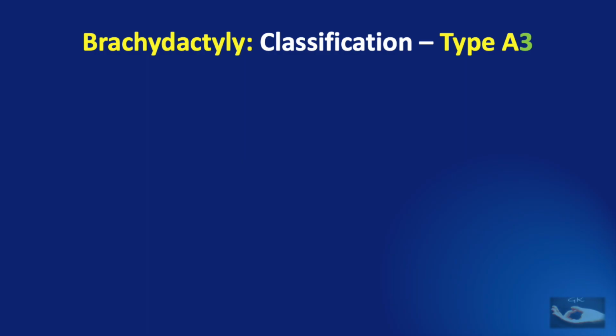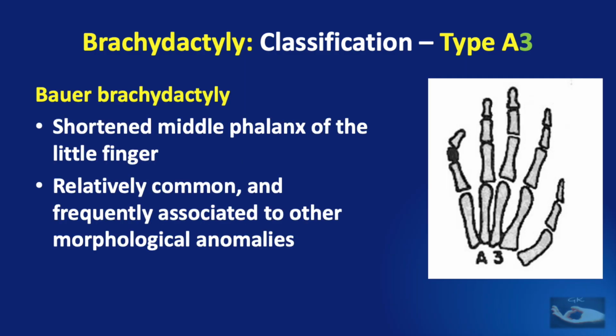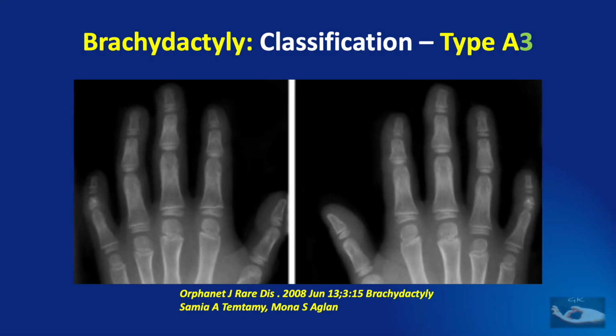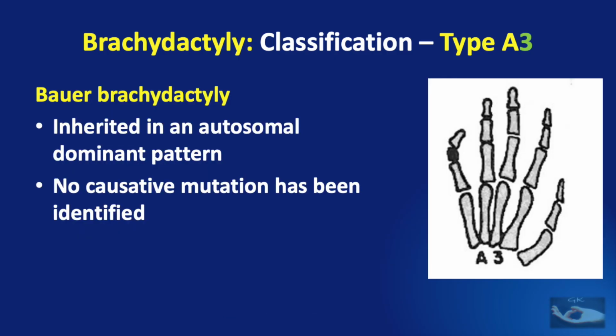Type A3 brachydactyly is known as the Bauer brachydactyly. It consists of a shortened middle phalanx of the little finger, and this is the more relatively common brachydactyly and frequently associated to other morphological anomalies. The small middle phalanx of the little finger is seen, but the criteria is that the middle phalanx of the little finger must be smaller than half the middle phalanx of the ring finger. Also inherited in an autosomal dominant pattern, but no causative mutation has been identified so far.